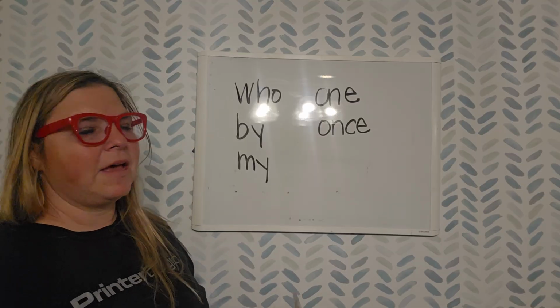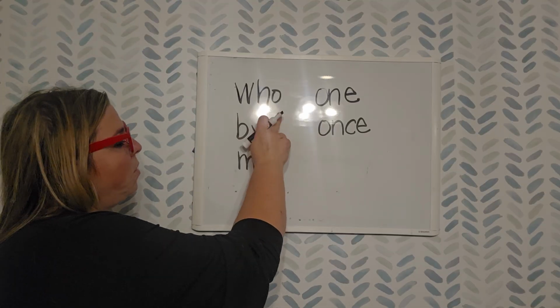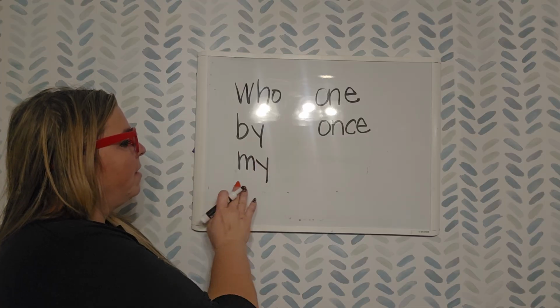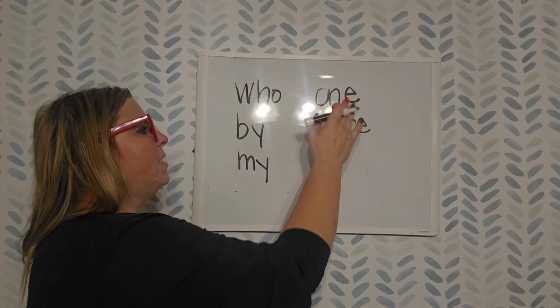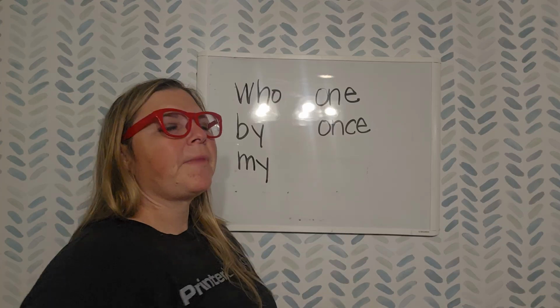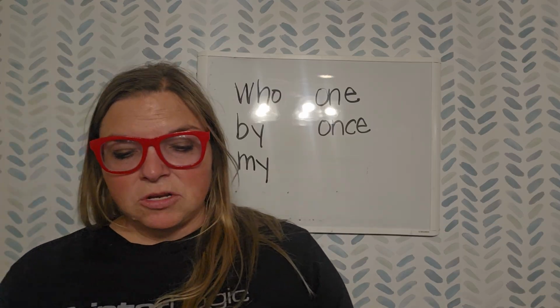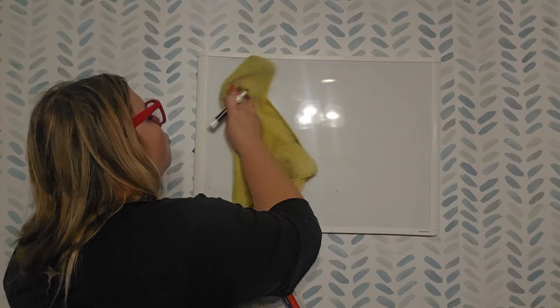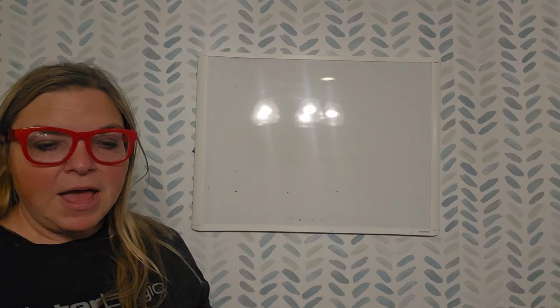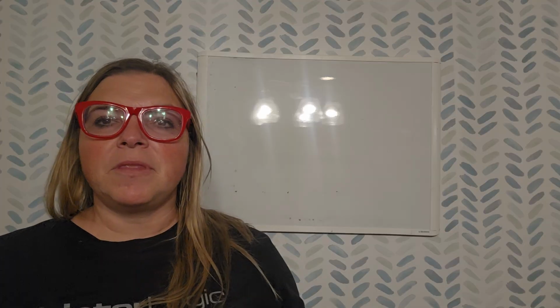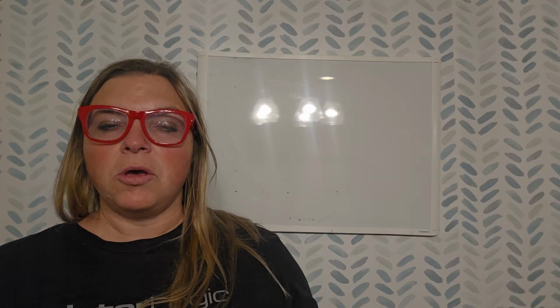Okay, let's read these words together. This is who, by, my, one, and once. The way we are going to write our words is I will say the word, and I would like you to try to spell the word yourself, and then we will spell it together. The first word that I would like you to spell is who.